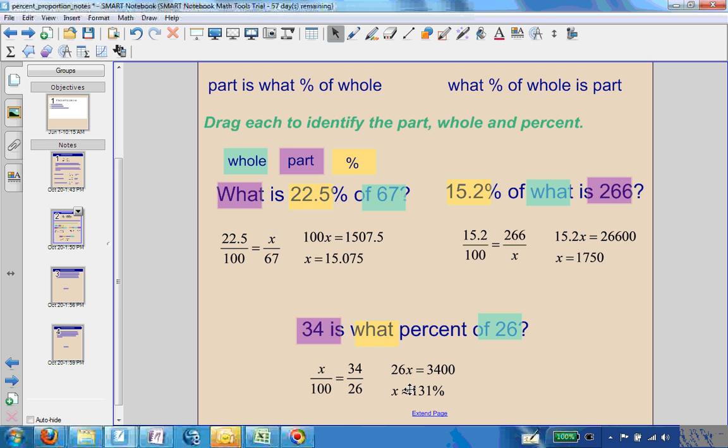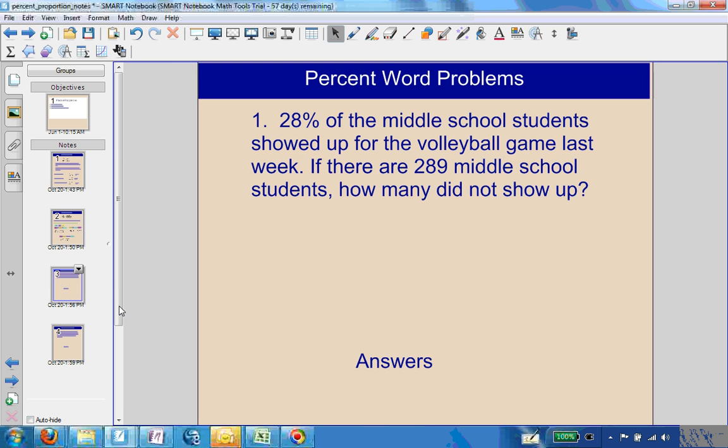In the last example, we're going to put 34 in the "is," 26 in the "of," and we're trying to figure out what percent 34 is out of 26, which is obviously over 100%. So we just cross multiply and solve there. Now let's look at some word problems. We're going to be taking these examples and setting up word problems.